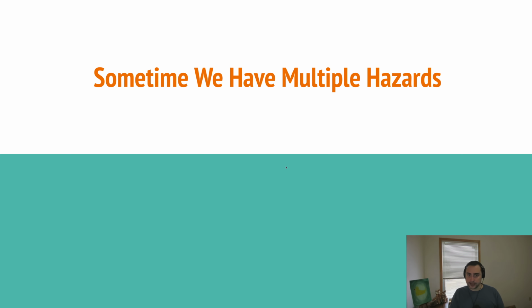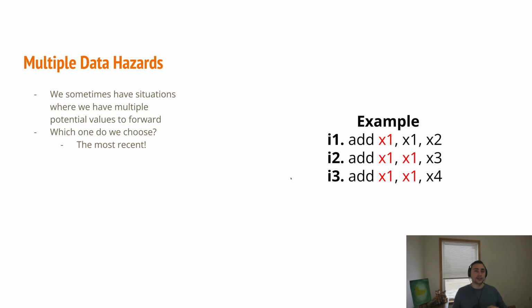What happens if we have, say, multiple hazards? So in the case of, say, accumulating some partial result, we're just adding the contents into x1 repeatedly. So we're doing x1 plus x2, then x1 plus x3, and then x1 plus x4, and always storing the result into x1 here. So now we have a dependency between every single one of our instructions.